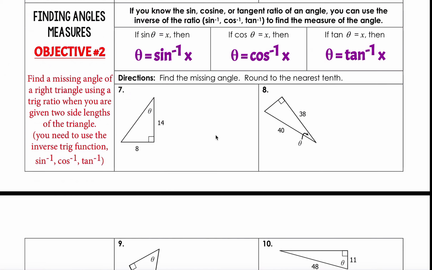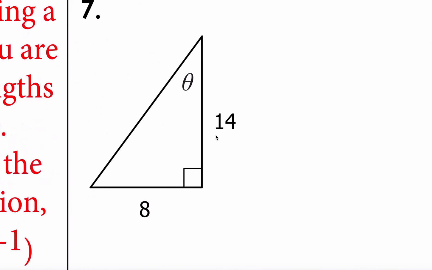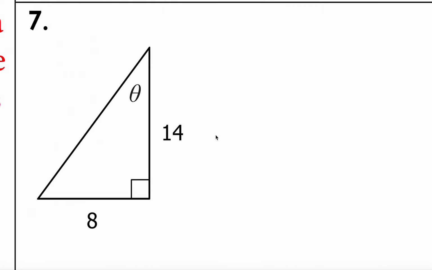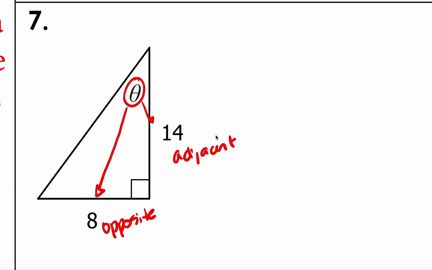So before we can do number 7, if you look, we need to find an angle measure. So if we're going to set this up, we do just like we did before. Here's my angle. And what sides do I have in relation to this angle? We have the opposite side of the angle, and we have the adjacent side. Because this side over here is opposite the 90 degree, this is the hypotenuse. So that hypotenuse cannot be the adjacent side. 14 is the adjacent side.